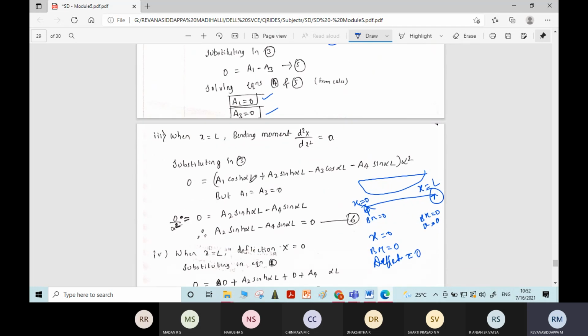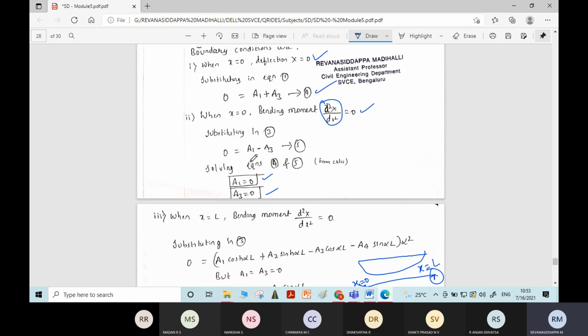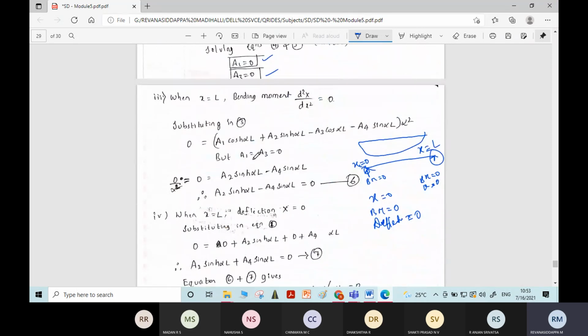Substituting this condition, that is x equal to L and d²X/dx² equal to 0, in equation 3, you will get this expression. But from previous steps we came to know that a1 equal to 0 and a3 equal to 0, so these two terms become 0. The remaining term is only a2 sinh αL minus a4 sinh αL equal to 0. That you call equation number 6.